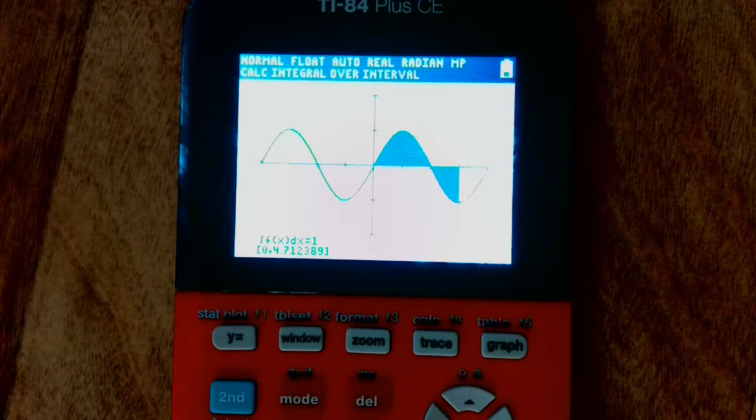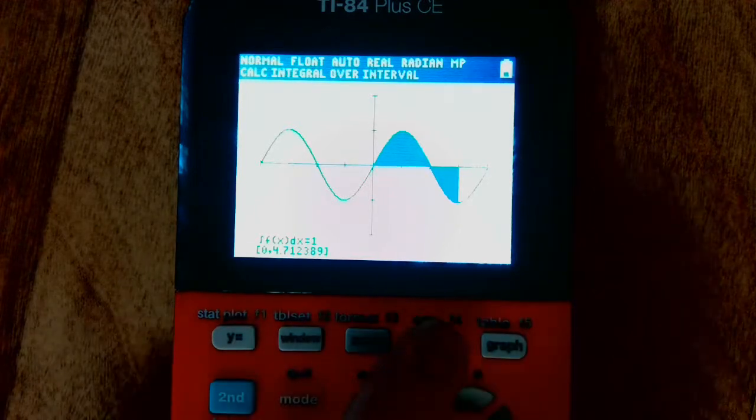So although this isn't the most efficient method to use, it's one of my favorites because it actually shows you the area. That some of it is above, some of it is below. That's particularly important if you're talking about absolute value graphs, because you can see that the right side of it is the negative part. That's the part that's going to be affected by the absolute value symbol.